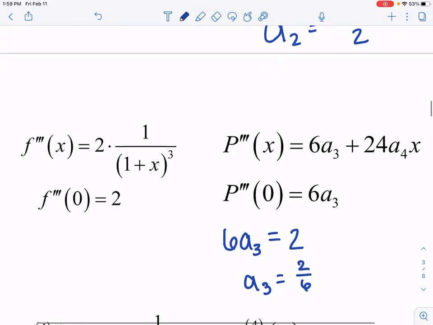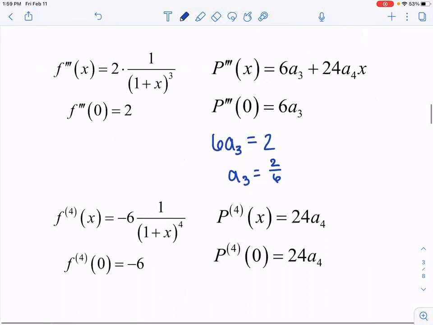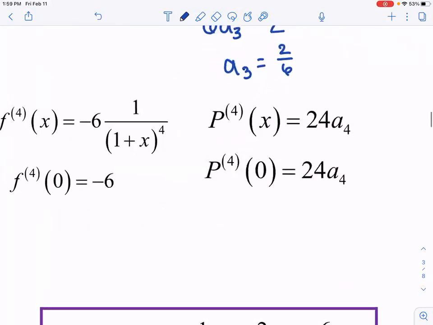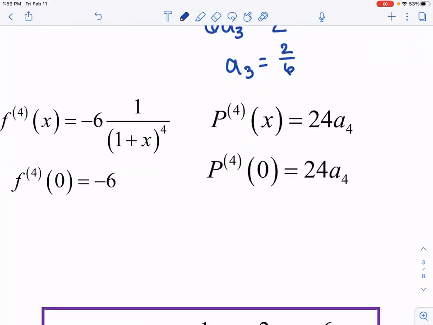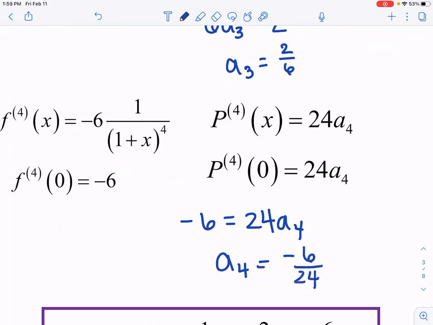Okay, last one, fourth derivative. If we have 1 plus x to the -3, then here's our derivative, -6, 1 plus x to the -4. We plug in 0 and we get -6. Okay. If we do the derivative of p triple prime, the derivative of a constant is 0, and this is just 24a sub 4. So we know that -6 needs to equal 24a sub 4, aka a sub 4 is, and I know that we could reduce this, but to see the pattern, I'm going to keep it like this.